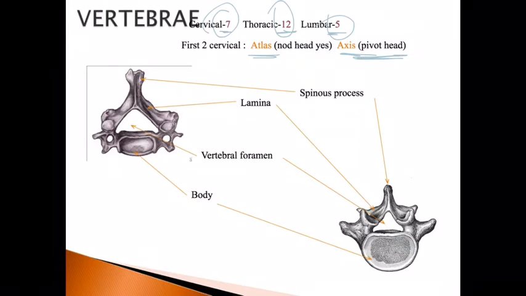If we look here, we have some different parts of the vertebrae. So here's the body of the vertebrae. The vertebral foramen is right here, the hole.